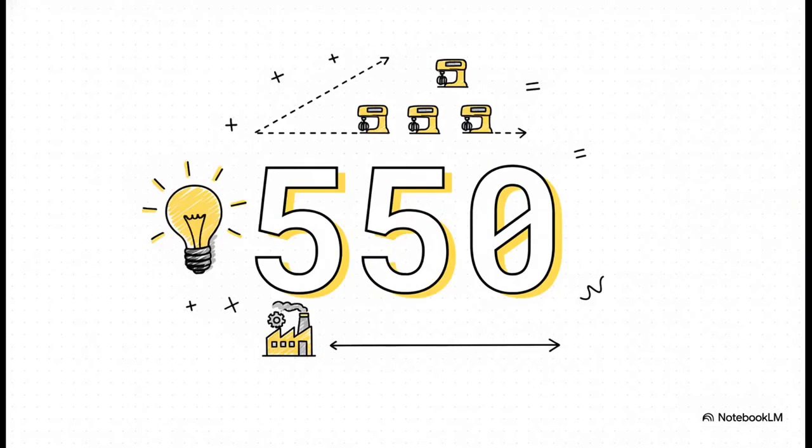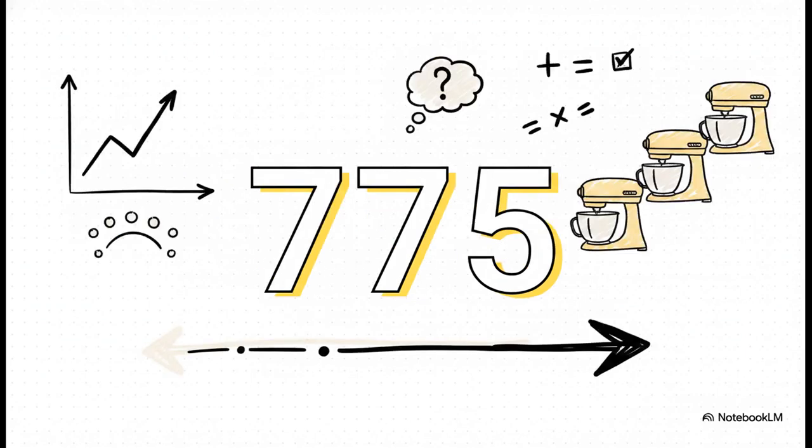That's our aha moment, right? Using nothing but AP rules, we essentially time traveled to find out the factory made exactly 550 mixers in year 1. But wait, there's more. We can take those exact same values, a is 550, d is 25, and project straight into the future. Plug them into the 10th term formula, and we predict exactly 775 mixers in year 10. Math literally lets us see the past and predict the future of this business.